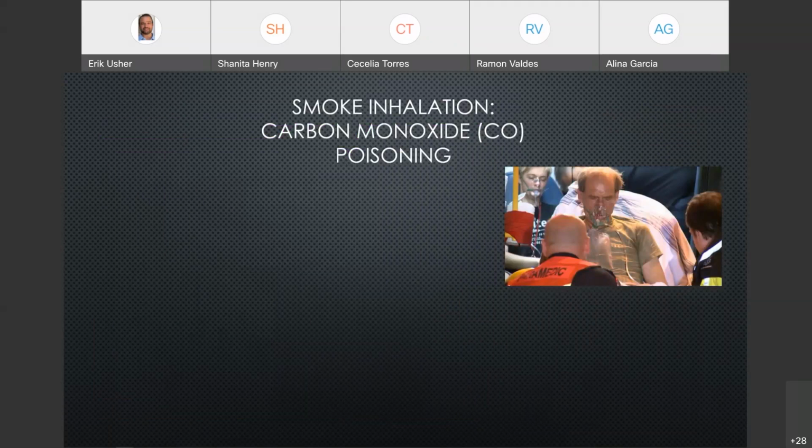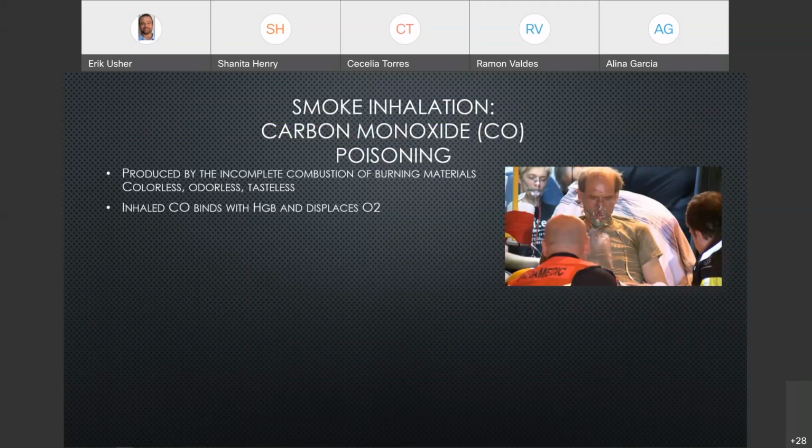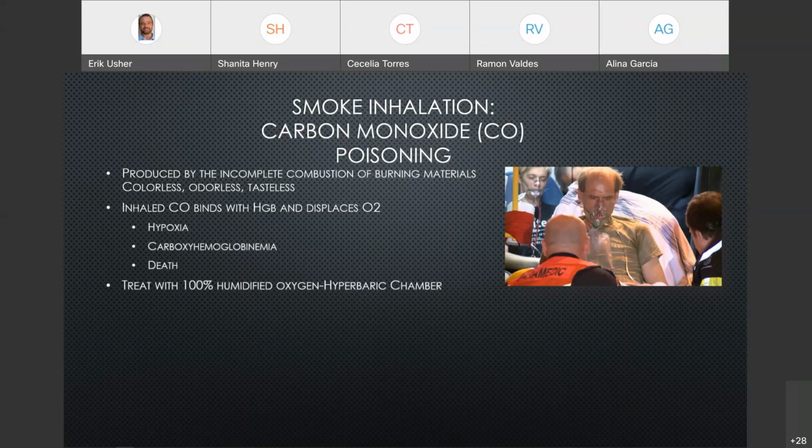So let's talk about carbon monoxide poisoning. It's produced by the incomplete combustion of burning materials. It's colorless, odorless, tasteless, which makes it very, very dangerous. Inhaled carbon monoxide binds with hemoglobin and displaces oxygen. Hemoglobin has a very, very high affinity for carbon monoxide. It grabs it, holds onto it, and refuses to let oxygen come on board. So they get hypoxia. They get carboxyhemoglobinemia, so they have a high CO level. And ultimately, if untreated, it can progress to death.